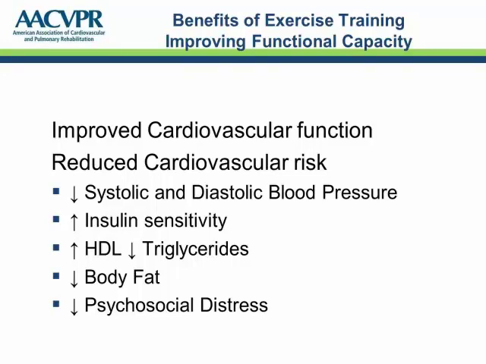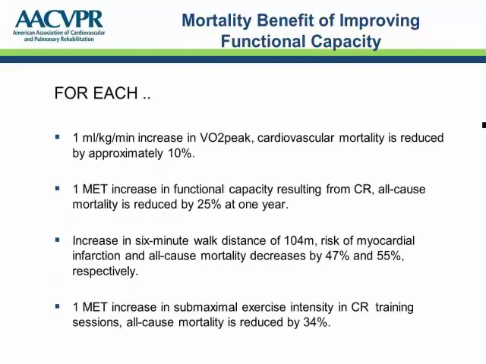But perhaps one of the most significant benefits of improved functional capacity is its mortality benefit. Improved functional capacity is indeed one of the strongest predictors of survival in patients with cardiovascular disease. In fact, evidence shows that for each 1 milliliter per kilogram per minute increase in peak VO2, cardiovascular mortality is reduced by approximately 10%.